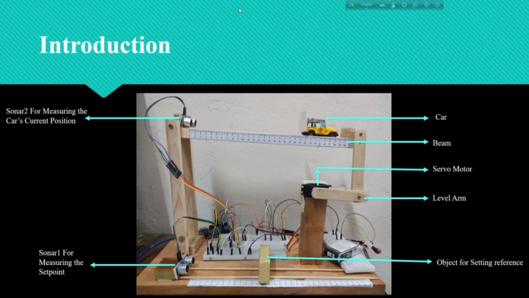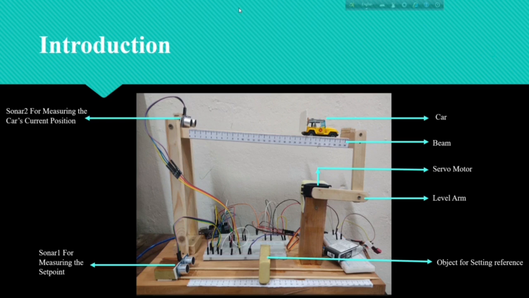So this is the setup for the experiment. Here we can see we have used two sonar sensors. Sonar 1 is the set point sensor that measures the desired position or the set point for the car on the beam. It also provides feedback to the system about where the car should be positioned. Sonar 2 is the position sensor that measures the car's current position on the beam. It supplies feedback to determine the deviation from the set point.